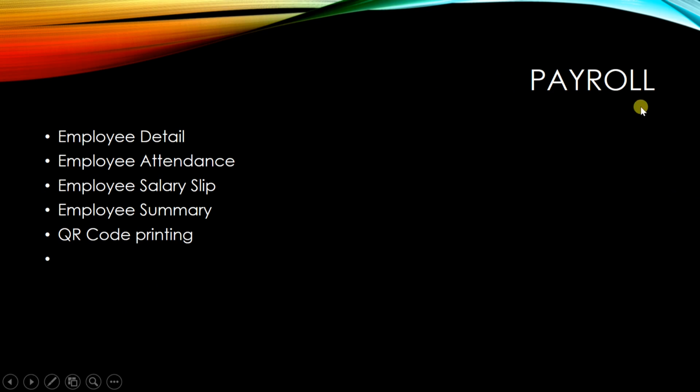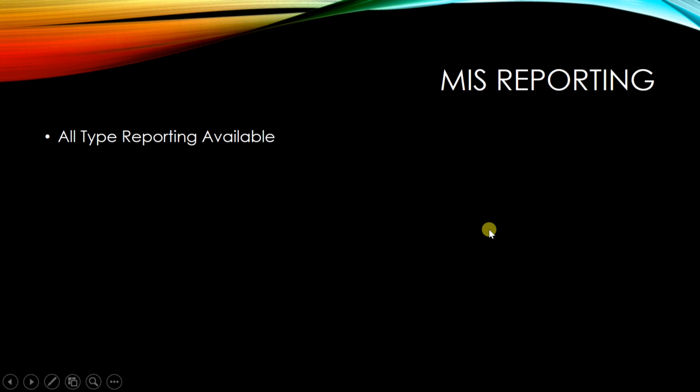Again, one is the payroll system. In this software, we can provide employee detail, employee attendance management system, employee salary slip, employee summary, and QR code print. And the last one in the software is the MIS module. In this module, we can provide all types of reporting systems.